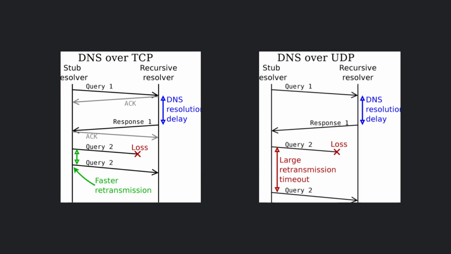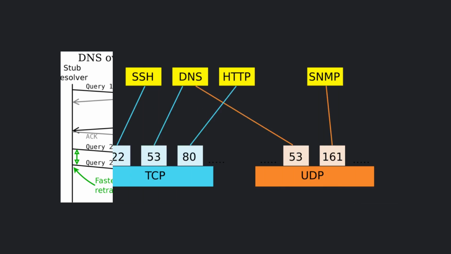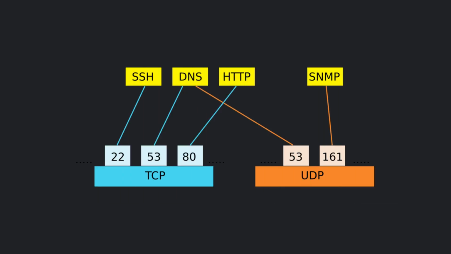So we can say that DNS can use both UDP and TCP depending on the size of the response being sent. UDP is fast and efficient but doesn't guarantee delivery, while TCP is slower but more reliable and can handle larger amounts of data.